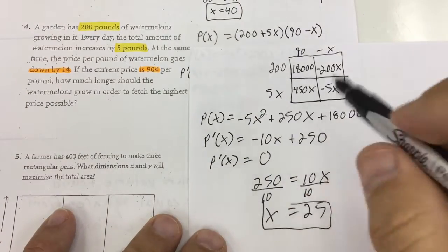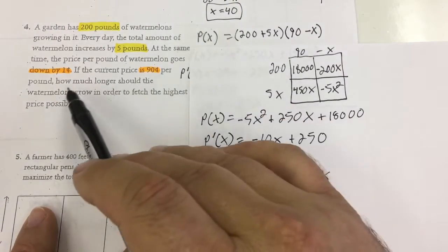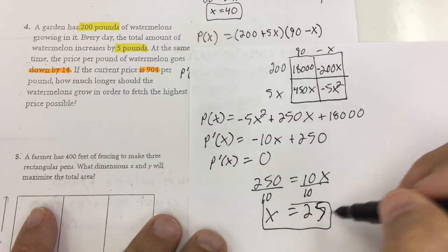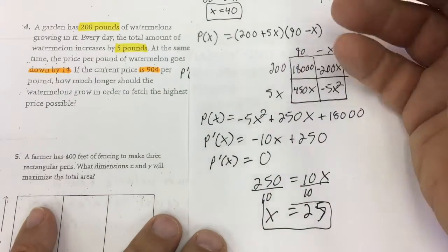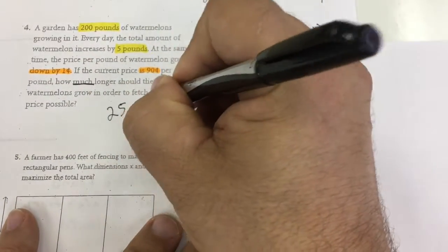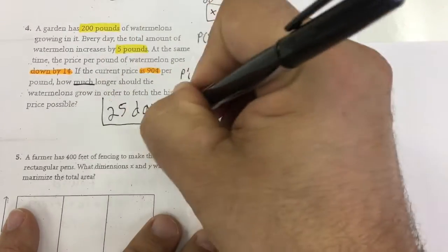Now, because I have x equals 25, I want to see what that means in the context of the problem. How much longer should the watermelons grow in order to fetch the highest price? So 25 is probably going to be a time. And it's how much longer, not how long. So the x equals 25 is my answer. It should be 25 days to fetch the highest price.